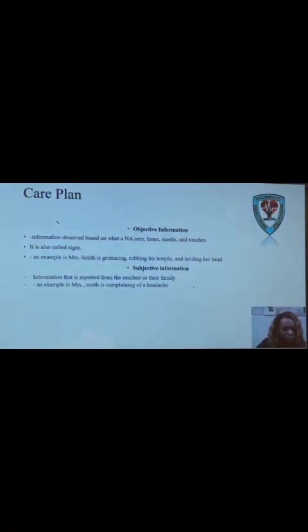Subjective information is information that is reported from the resident or their family, and it cannot be measured. So, for example, Miss Smith is complaining of a headache. Subjective information is whatever the resident says it is. There's no way that we can truly validate whether Miss Smith is experiencing a headache or not. Objective information can be measured. Subjective information is whatever the resident says it is.